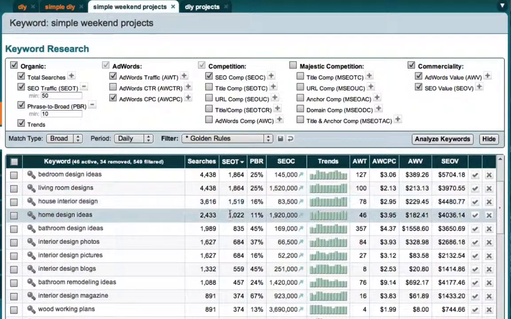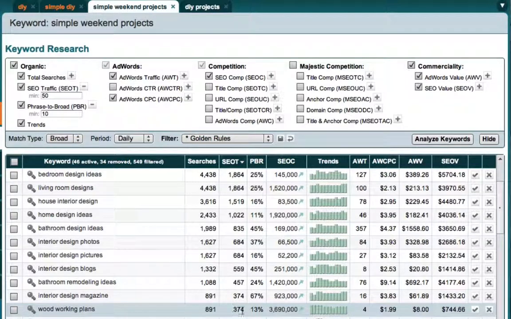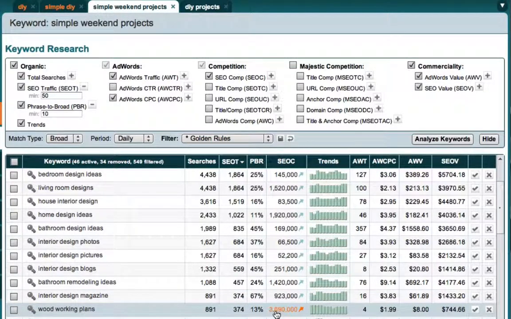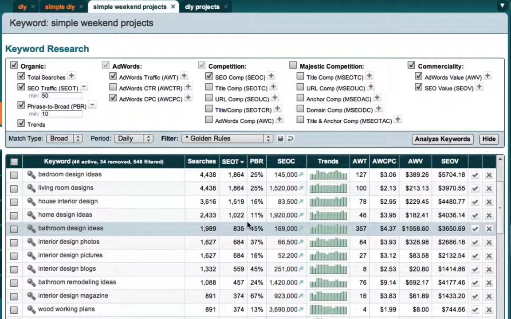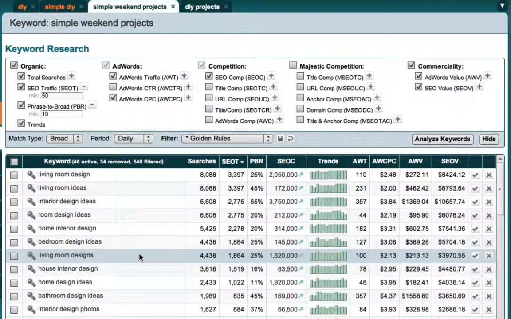It's really good stuff, and I could deal with this stuff. I mean, look at that, woodworking plans, SEO traffic, very good. I like going for anything over 100. 13%. The SEO traffic is not too crazy, but still. Home remodeling. Bathroom design ideas. I mean, look at this stuff. These are the type of people that would be perfect for my blog and what I'm trying to do here.